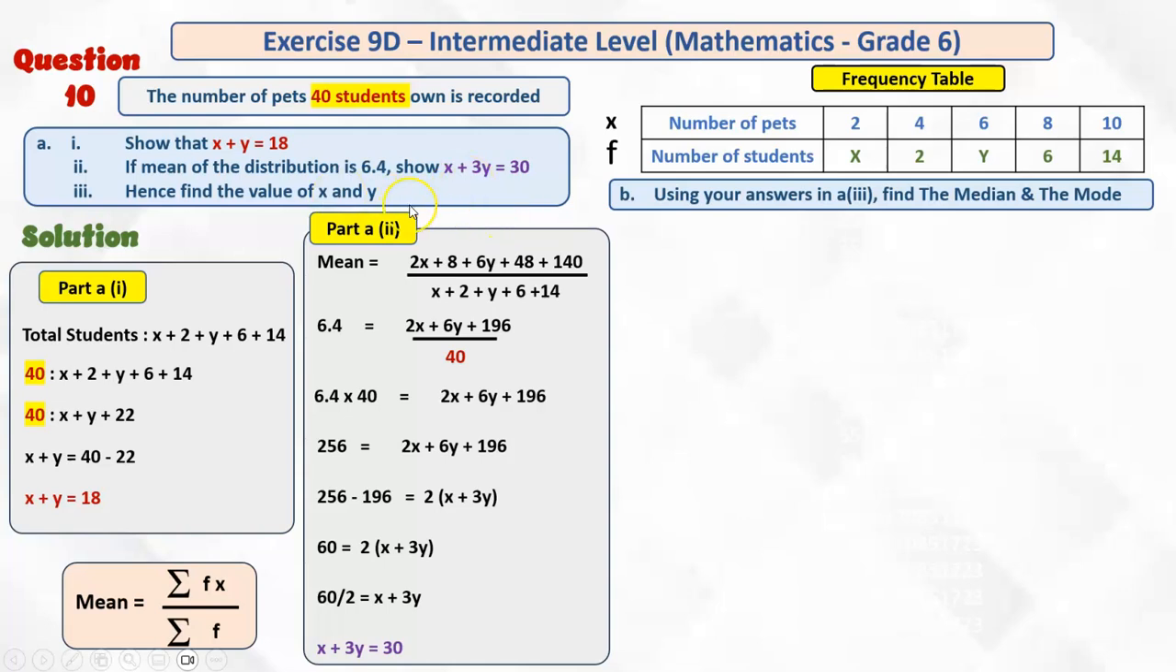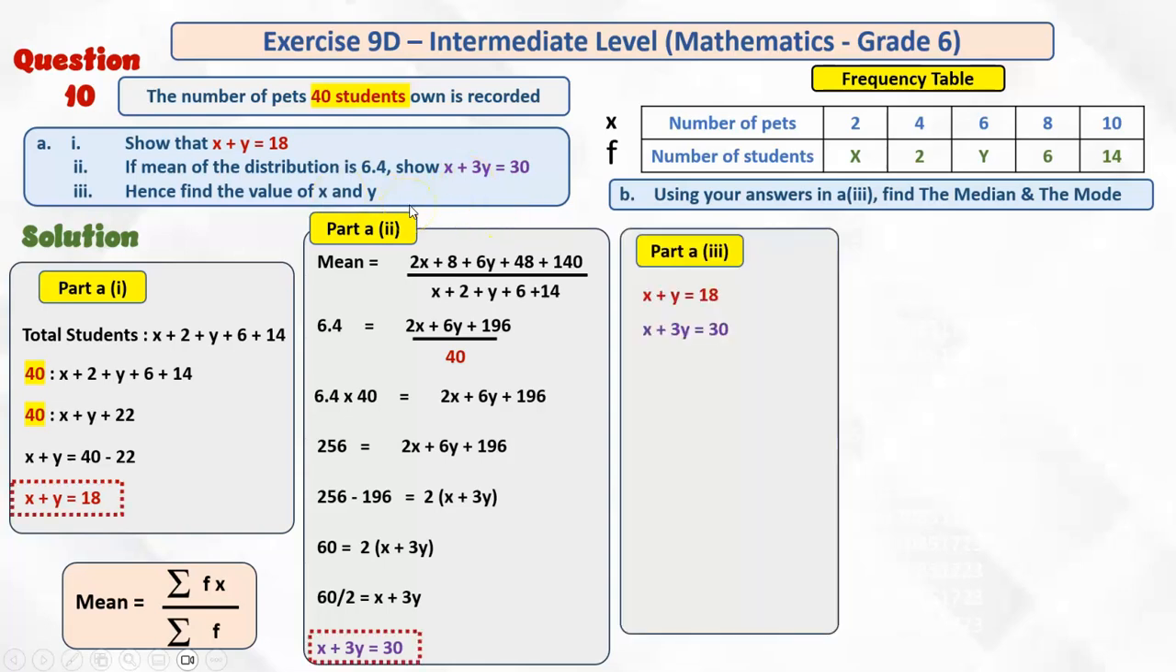Now we have to find the value of x and y. We know that x plus y is equal to 18, that was from part A1, and x plus 3y is equal to 30, which was the answer of part A2. Can we write y is equal to 18 minus x? Yes, because x remains here, and y, once it goes to the right side from positive, becomes negative. So y is equal to 18 minus x.